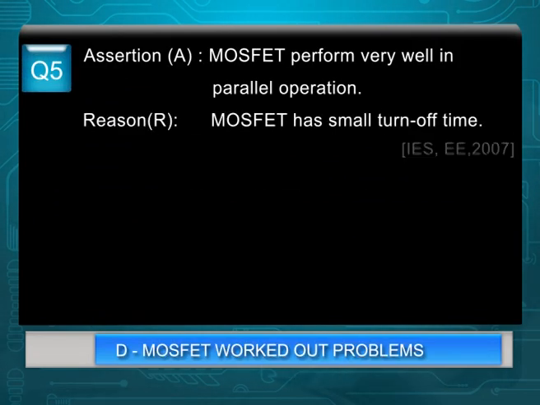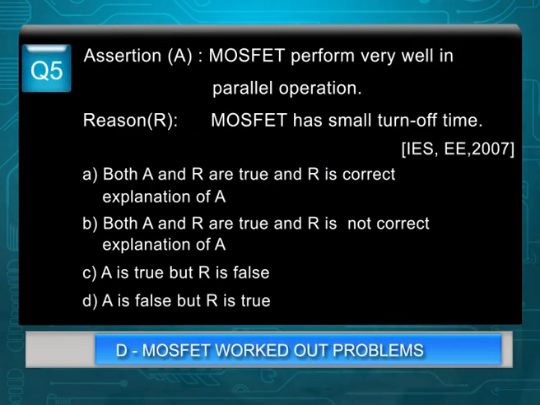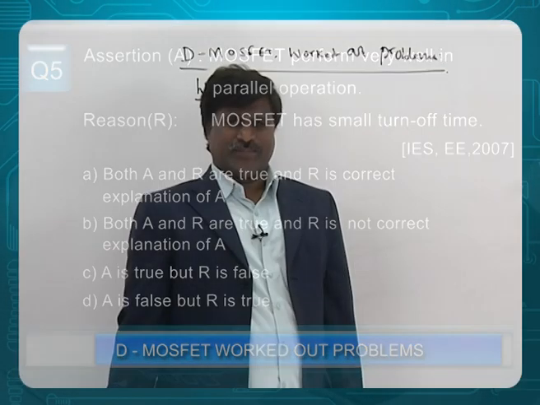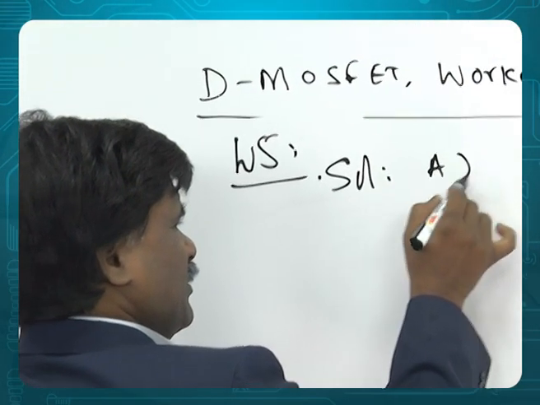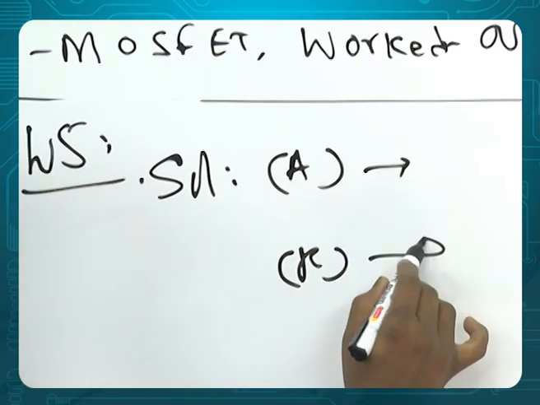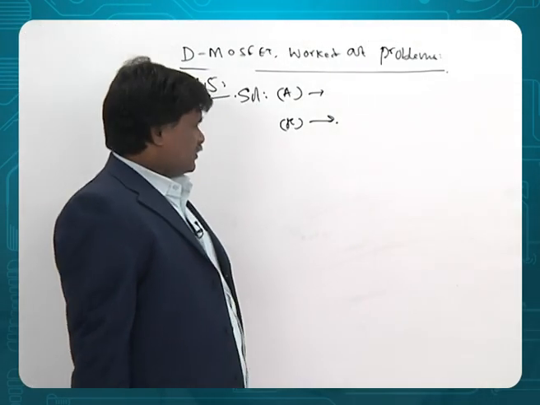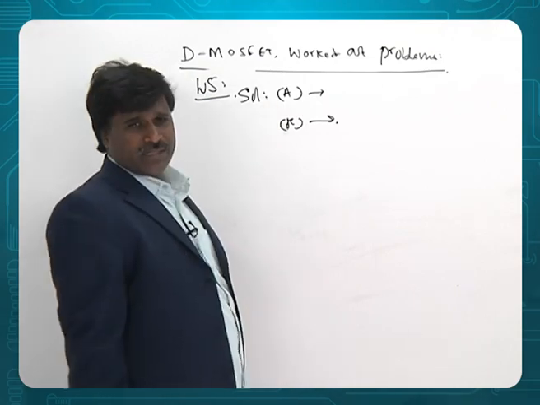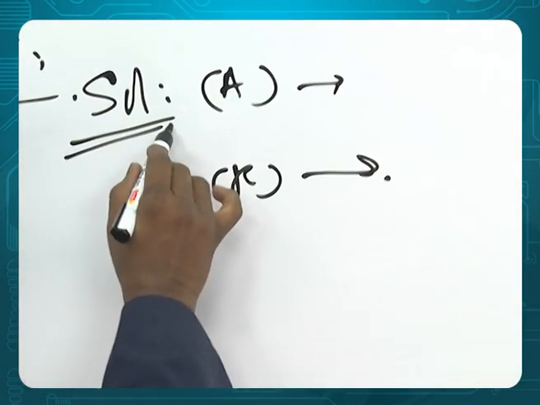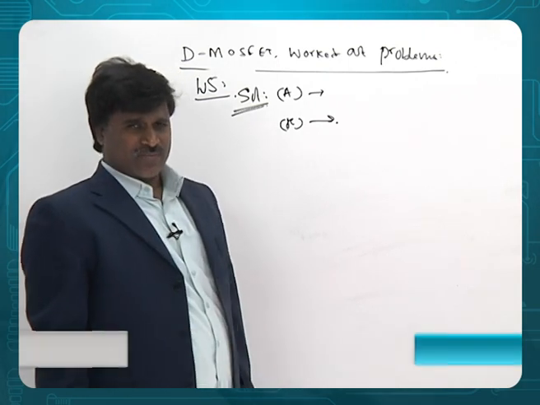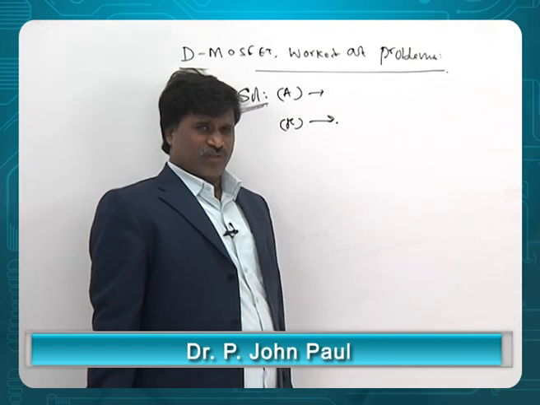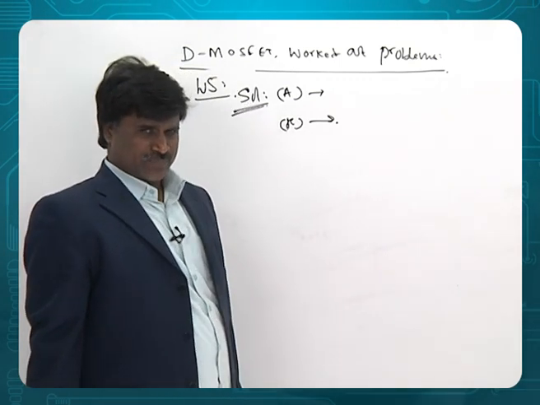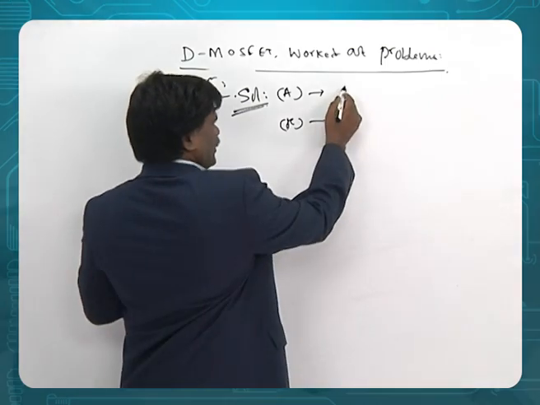Problem 5. Assertion A: MOSFET performs very well in parallel operation. Reason R: MOSFET has small turn off time. Options: as we know, this is assertion and reason. We need to say both are true or false. If this is true, whether it is linked. Let's go to solution. MOSFET is a very high frequency device, therefore performs well in parallel operation. Therefore, A is true.